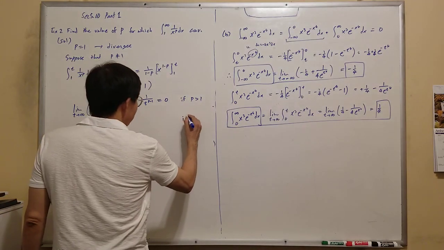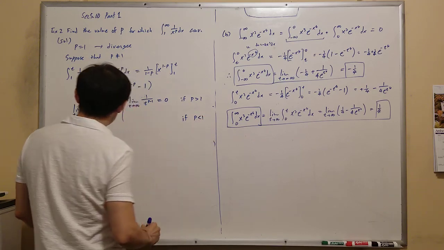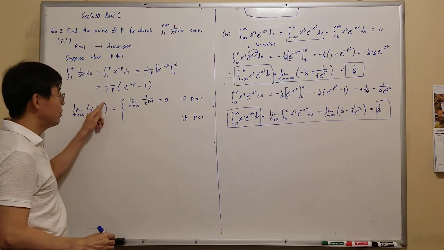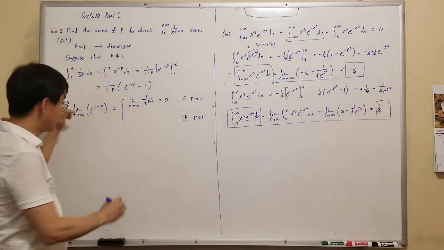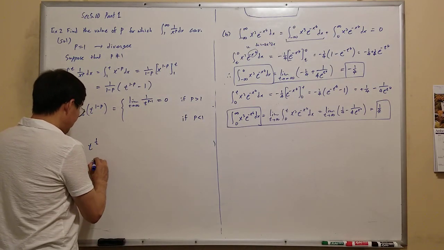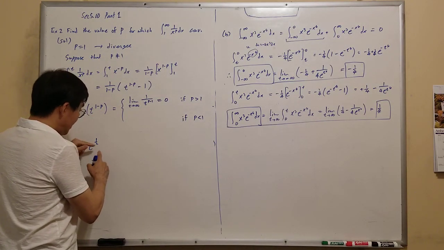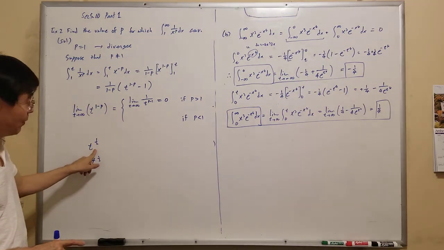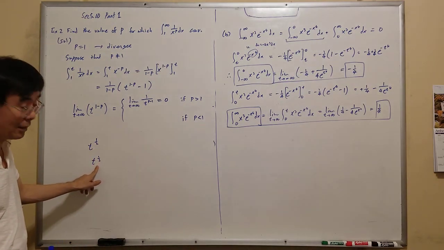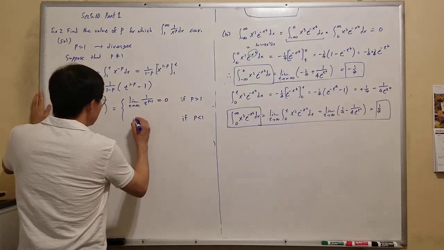However, if p is less than 1, then you have t to a positive power, like t to the 1/2 or t to the 1/3, whatever. In that case, as t goes to infinity, however slow it is, it's still going to infinity. Okay?